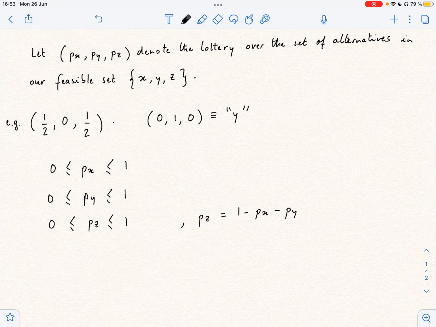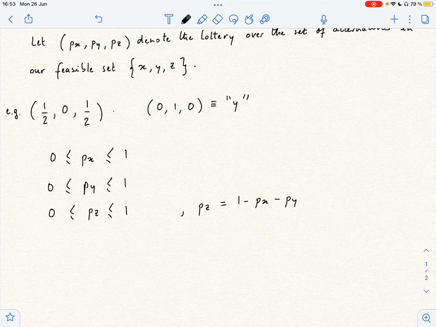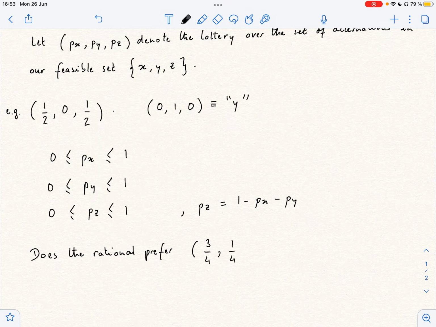Okay, so one question could be, does the rational agent prefer, for example, this lottery with probability 3/4 they're going to the beach on a rainy day, with probability 1/4 they're staying at home, to, for example, this lottery, or even this lottery, right?